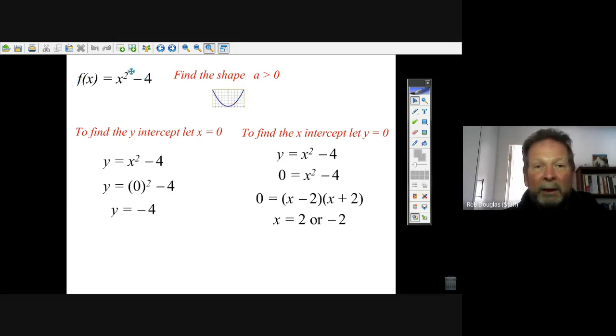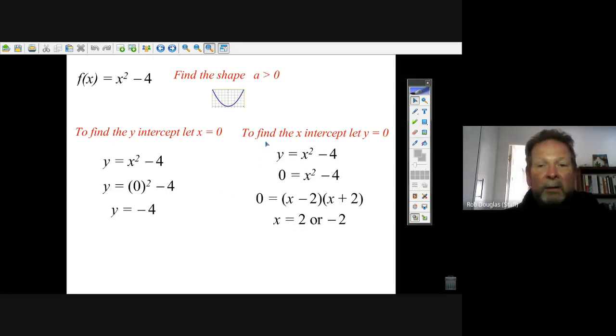Okay, that's the first thing to kind of notice. We've got the shape of this. We know that this is a happy parabola. Now, we follow the same route that we do with lines before. We would like to find the y-intercept. We put 0 in there, and we get y is minus 4. The whole thing shifts down minus 4.